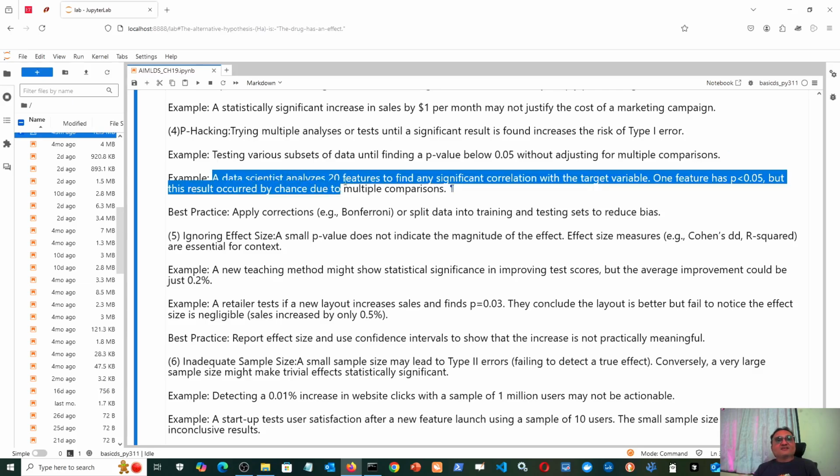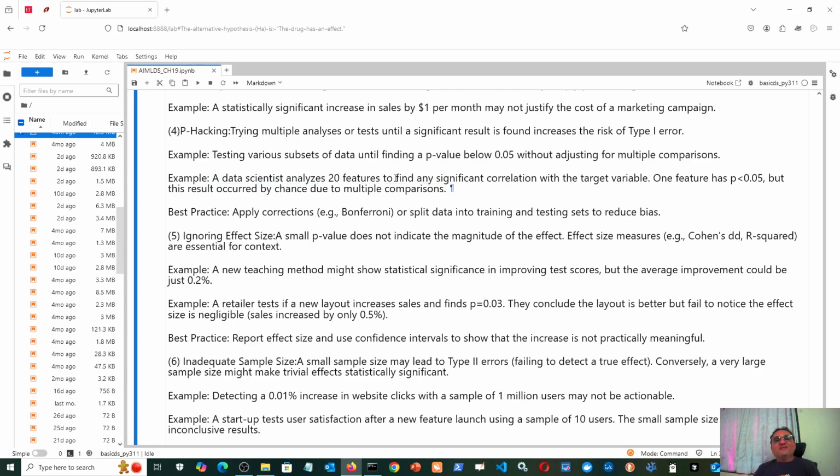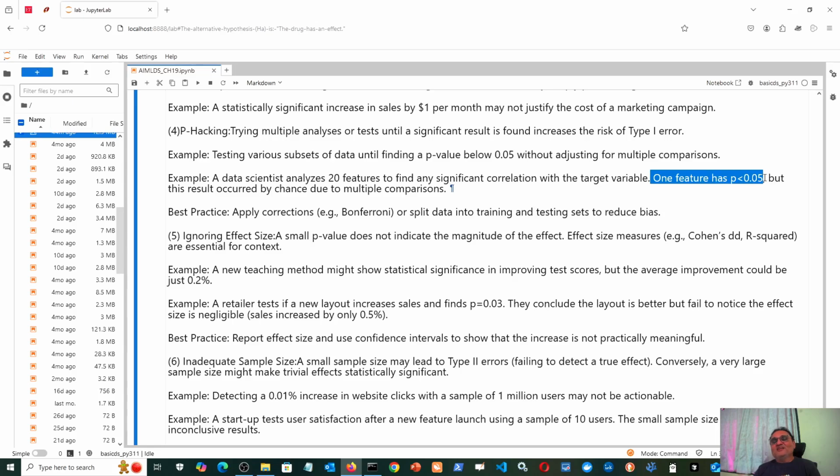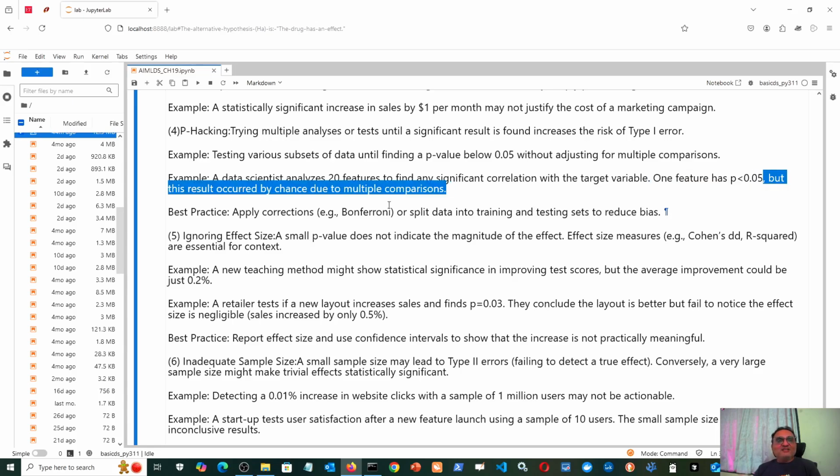So a data scientist analyzes 20 features to find any significant correlation with the target variable. So that means he says, let me study 20 features, and if any of them somehow gets a significant correlation with the target variable, then I will go with that feature. And for that, he goes on comparing those 20 features, maybe before normalization, after normalization, and multiple comparison, right? And by chance, he finds out that one feature has p less than 0.05. 19 features do not, but one feature has a p-value less than 0.05. But it is possible that this occurred just by chance due to multiple comparisons. So you have to take care that your result is not just by random chance.